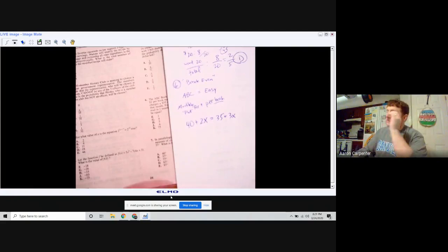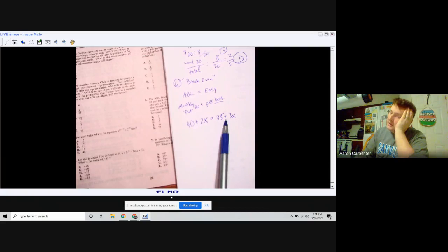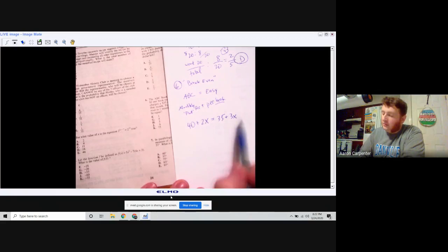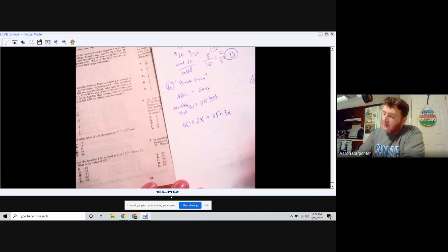I have students that will also work this problem by thinking about the difference in the monthly fee, or the starting amount, and the difference between the per unit amount, and they can get the problem quick that way. So if you have good number sense and that works for you, that's fine. But a lot of people are more comfortable just setting up this break-even equation and solving. I'll subtract 2x on both sides. Then subtract off the 35. So for these to be equal, you would have to read 5 books, which is choice H.